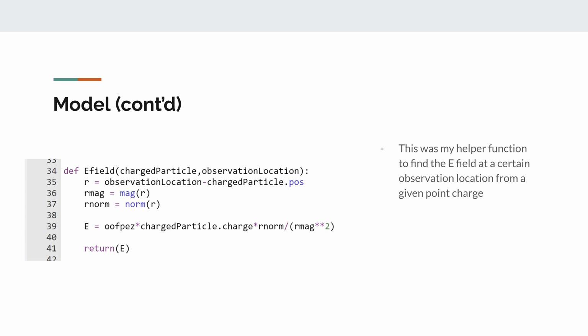Model continued. This was the helper function that I used to find the E field at certain observation locations from a given point charge. You find R by subtracting the observation location from the position of the charged particle, and then find the magnitude of R by using the function mag(R). Then R norm is the normalized vector of R, the unit vector R hat. Then you find E using the formula kQ over mag of R squared times the unit vector R hat, and the helper function returns the electric field.